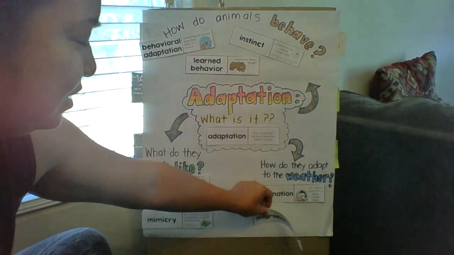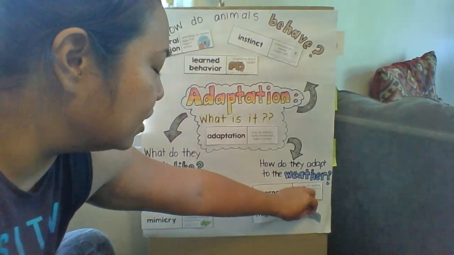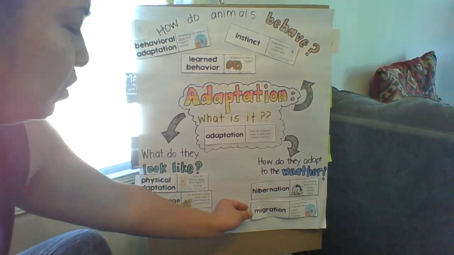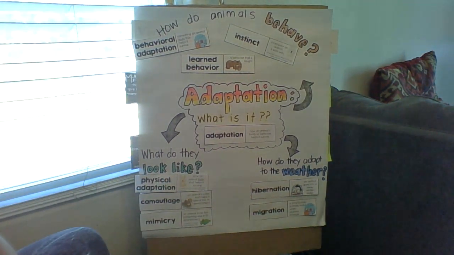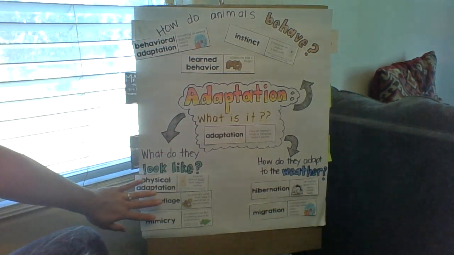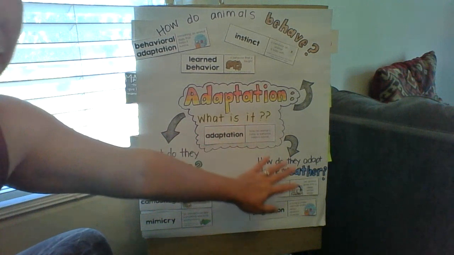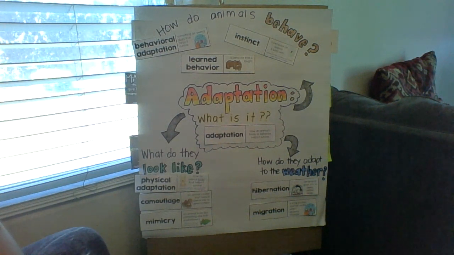So these are ways in which animals have figured out over thousands and thousands of years how to survive out in the wild. They have adapted their behaviors, they've adapted their look, and they've adapted to the weather in order to survive.